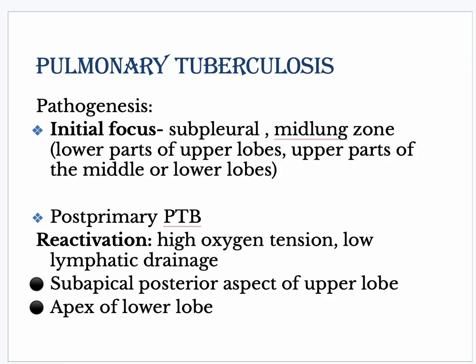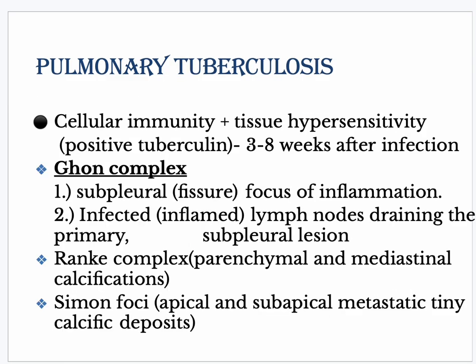So, pathogenesis, first is you have your initial focus. So, subpleural, in your subpleural mid-lung zone, the lower parts of the upper lobes of your lungs, and the upper parts of the middle or lower lobes, no? So, subpleural siya. So, I don't know if ma-appreciate yung pa sa inyong anatomy. Post-primary PTB, reactivation, high oxygen tension, low lymphatic drainage. Okay, so Ghon complex. There is cellular immunity plus tissue hypersensitivity. Nagkakaroon siya ng positive tuberculin test, no?